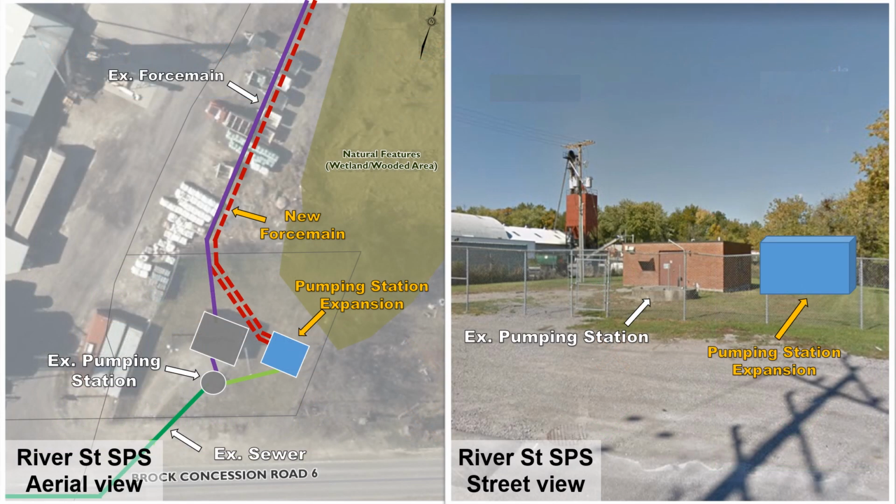This slide shows the site of the River Street SPS. On the left is an aerial view of the site. The existing pumping station is shown in gray, and the area where the pumping station might be expanded is shown in blue. A new Forcemain, shown as a dashed red line, would be constructed parallel to the existing Forcemain shown in purple. On the right is the street view of the River Street SPS, showing the existing pumping station and what the pumping station expansion might look like.